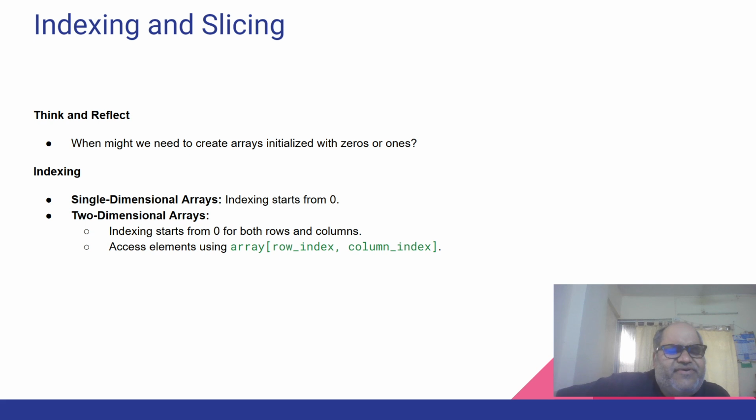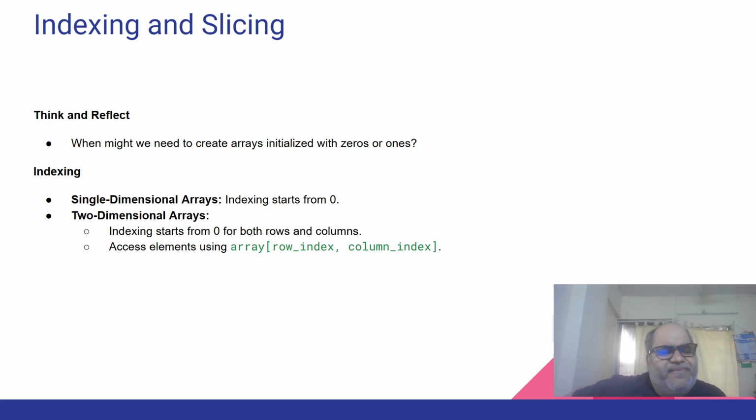Okay, now what we'll do is look at indexing. Indexing is just about accessing the elements in your arrays by position. And for one-dimensional arrays, indexing starts from 0. So if you have 5 elements, the first one will be 0, second will be 1, third will be 2, fourth will be 3, and fifth will be 4, right?